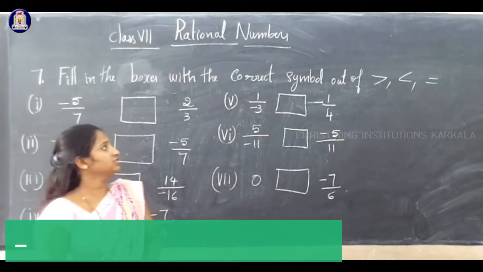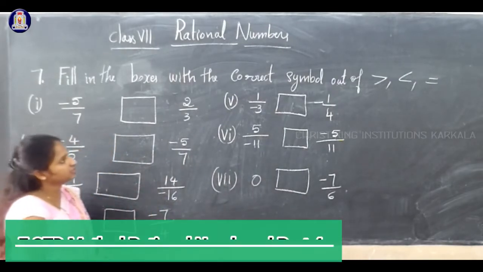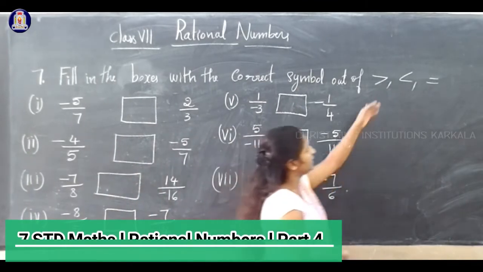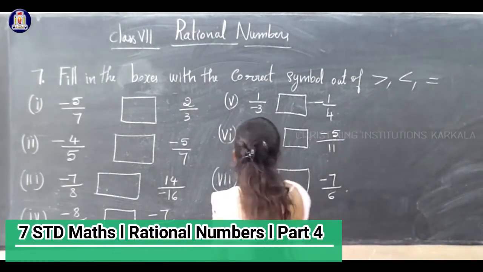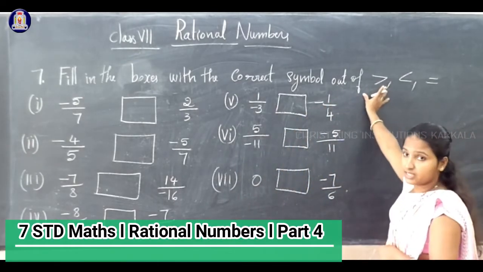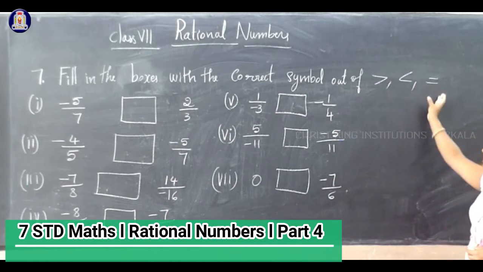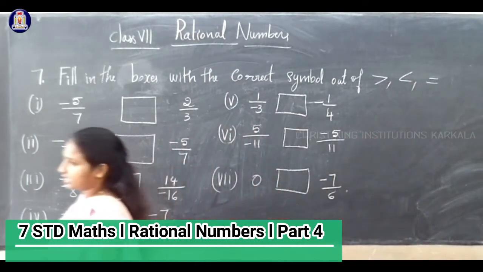See the next question, rational number. It is the seventh question. Fill in the boxes with the correct symbol out of greater than, lesser than and equal sign. So you have to fill this box with suitable symbols. The symbols are greater than, lesser than or equal symbol. Which symbols are suitable for these rational numbers?